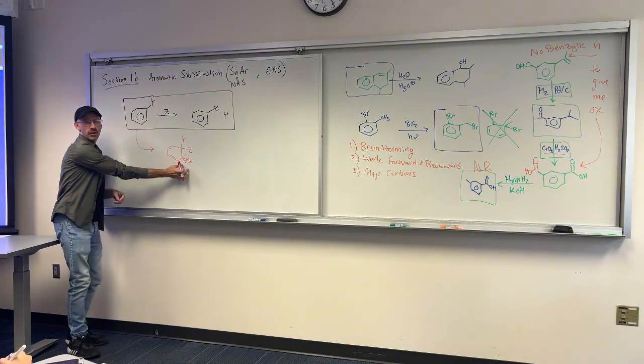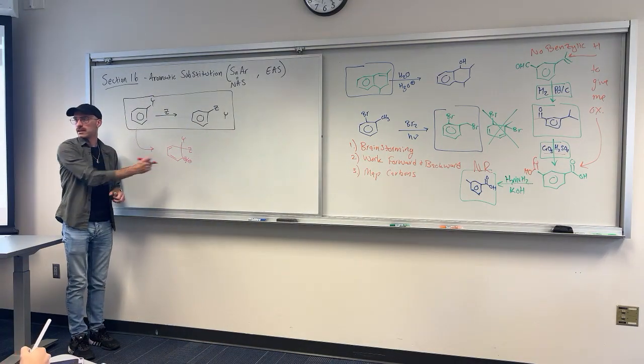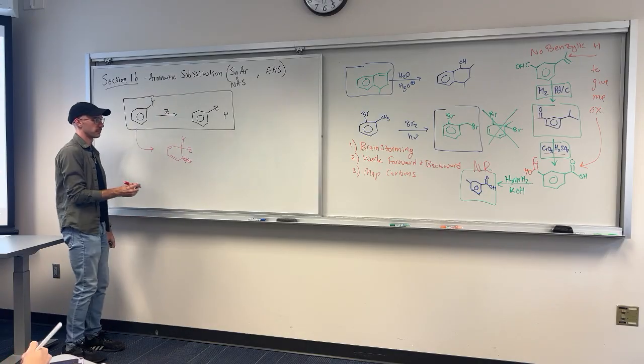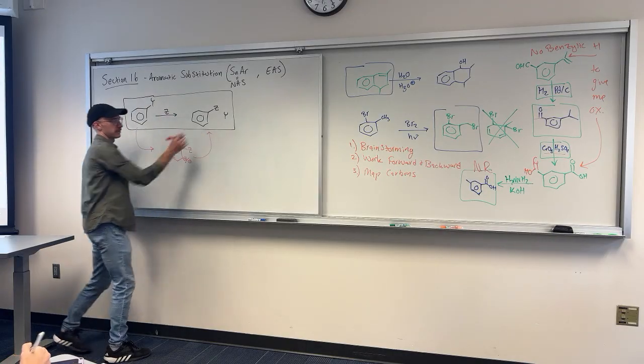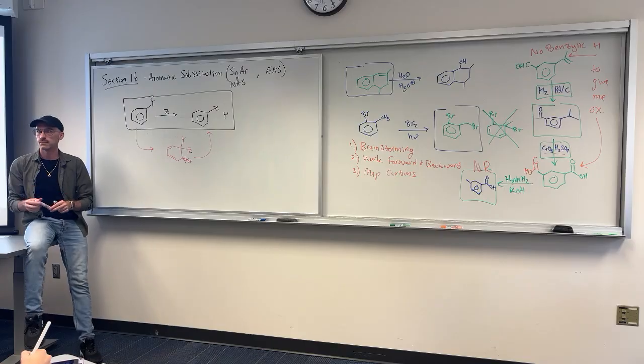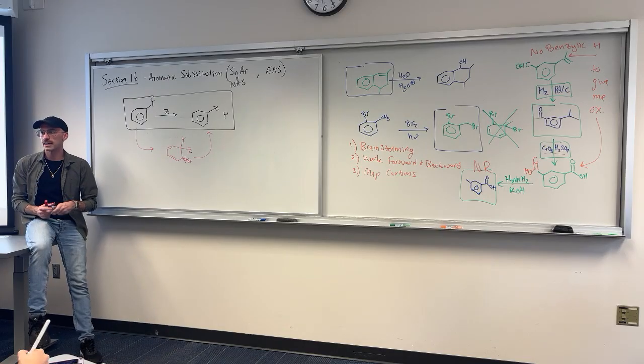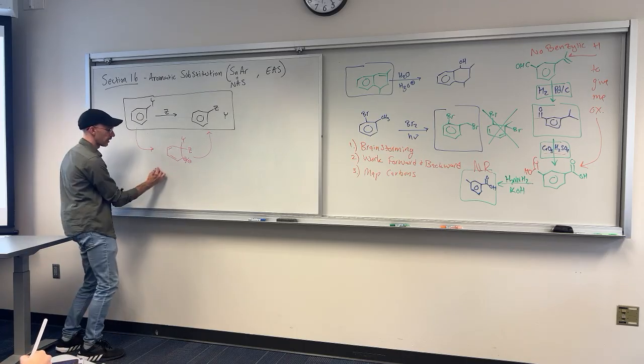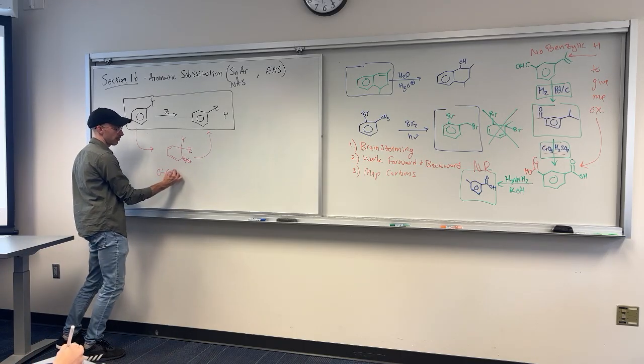Do you understand what I'm trying to abbreviate, though? Is that it's one or the other, and it depends on the nature. Then it collapses back into an aromatic ring. This is the intermediate, and we call it the sigma complex intermediate.